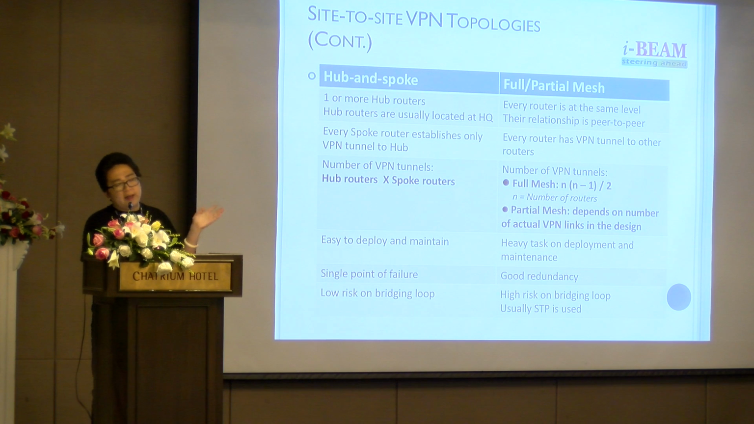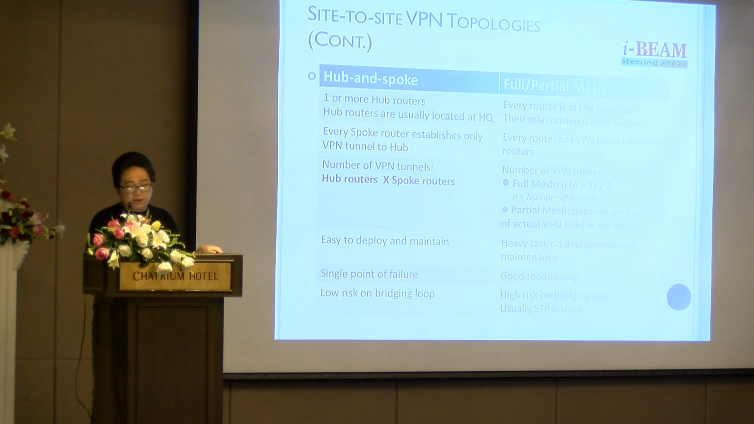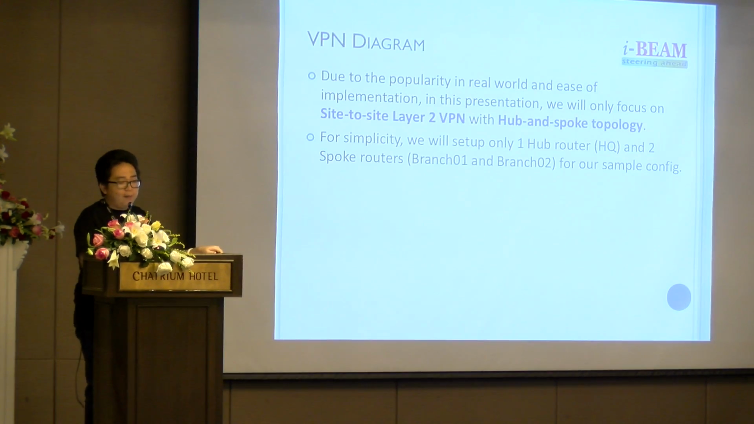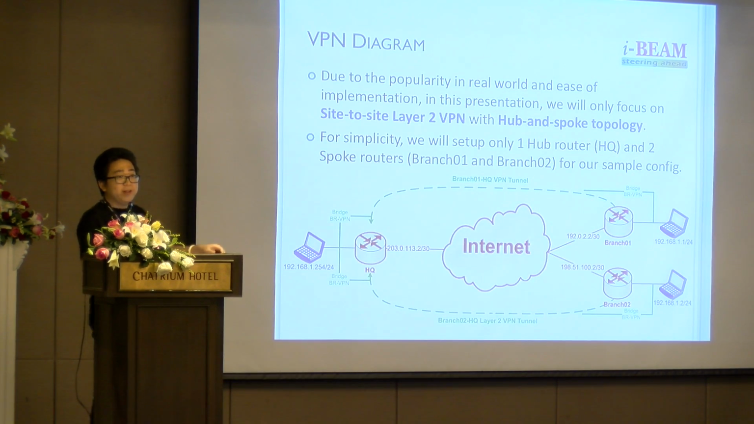Okay, so at the moment I talked about what is remote access, what is site-to-site, what is layer 2, what is layer 3 site-to-site VPN, and then what is hub and spoke, what is full mesh. Next, we have a sample diagram here. We will talk about the configuration, how to do this configuration.